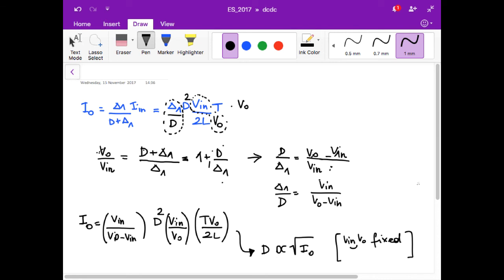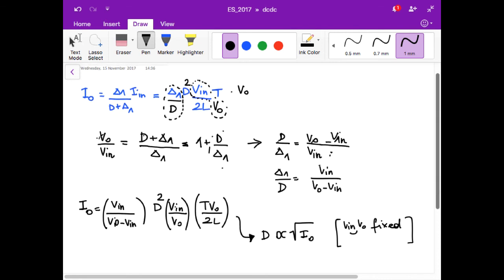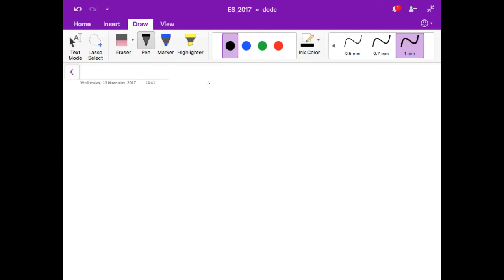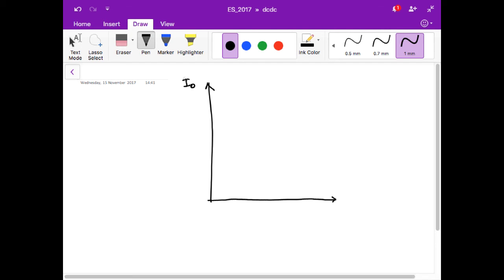So let's say pause to consider one thing. This was a constant in continuous conduction. At V in and VO fixed, D was absolutely constant. Instead, in conditions of discontinuous conduction, D is proportional to the square root of the current. So just to summarize everything, we can just look at the dependence of D as a function of the current.